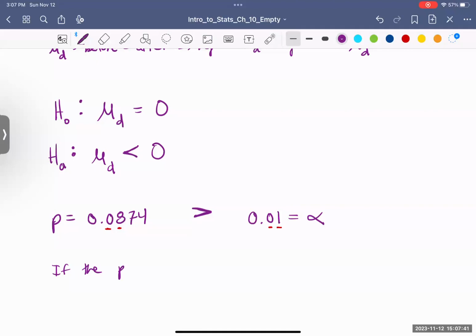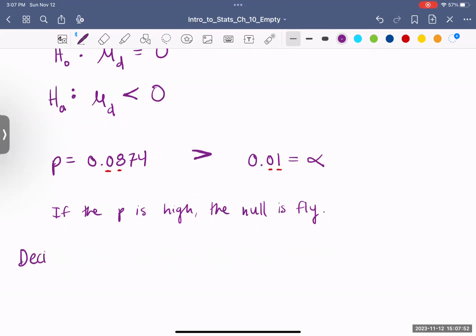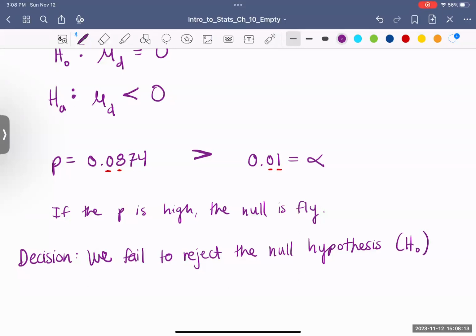If the P is high, the null is fly. This means our decision is that we fail to reject the null hypothesis, our H naught. So as a conclusion, we still have to write our conclusion in context of the problem.